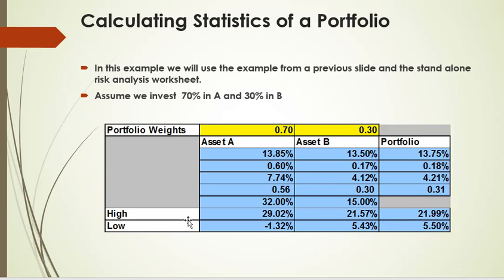And again, we also have some high and low ranges based on the average and the statistics. So you can see here that this is the 95% range: this portfolio will be somewhere between 5.5 and 21.9%, and there's a 95% chance that that will happen.